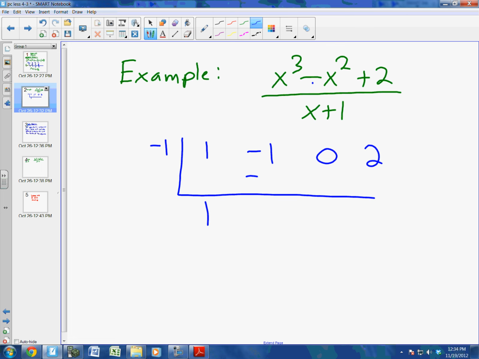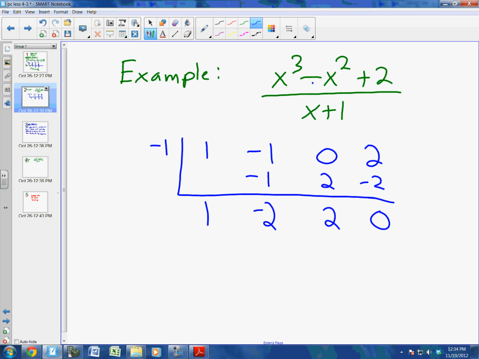Negative 1 times 1 is negative 1. Add, what do you get? Negative 1 times negative 2 is? Add, you get. And negative 1 times 2 is negative 2. You add, you get. Guess what? This time, x plus 1 is a factor of that polynomial, right?